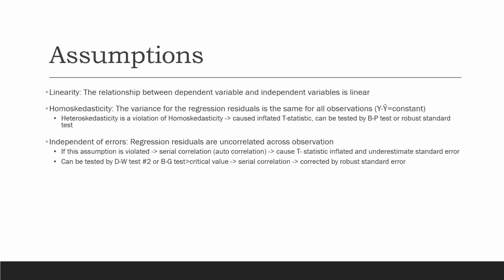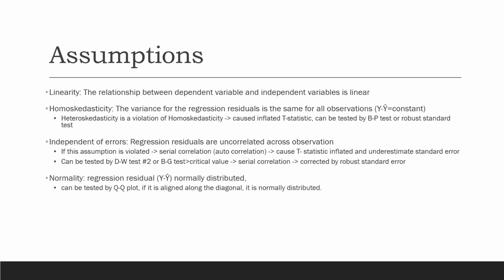The third assumption is independence of errors, which states that the regression residuals are uncorrelated across observations. If this assumption is violated, it causes serial correlation, and you can test it using the DW test or BG test. This also causes the t-statistic to be inflated and the standard error to be underestimated, which makes the model seem better than it actually is.